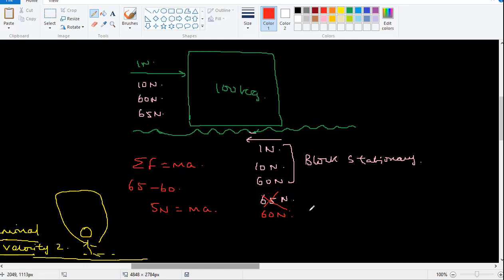So take it down. Once the block starts moving, the friction does not increase.